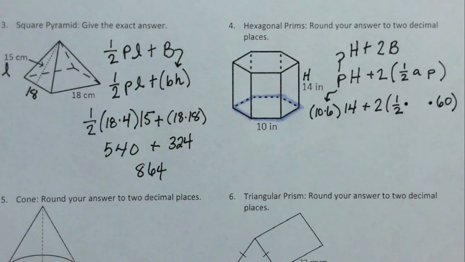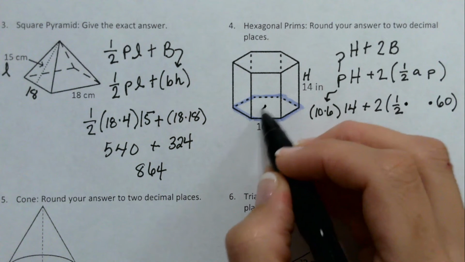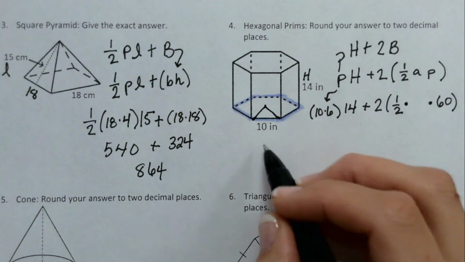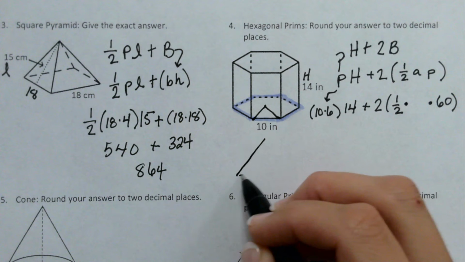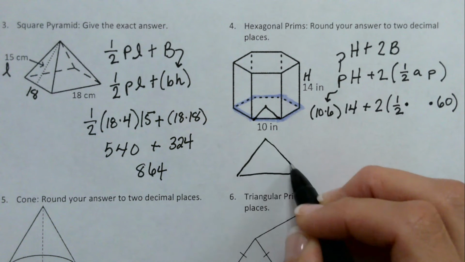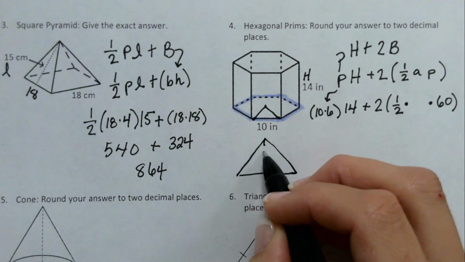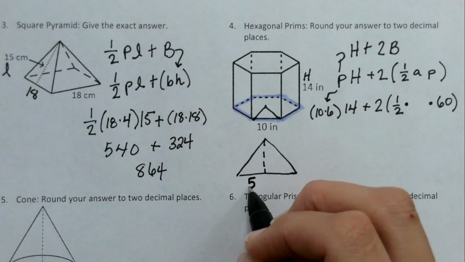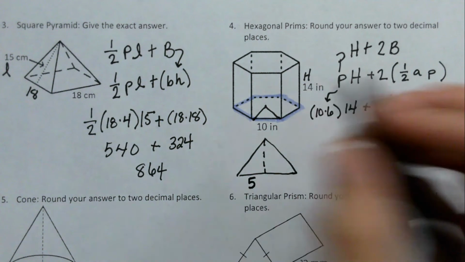So now we need to find the apothem. So if we take this one triangle in your hexagon and bring it out so we can make it a little bit bigger, we're going to break it in half, use 5 instead of 10, and because it's a hexagon, we can label our apothem as 5 radical 3.